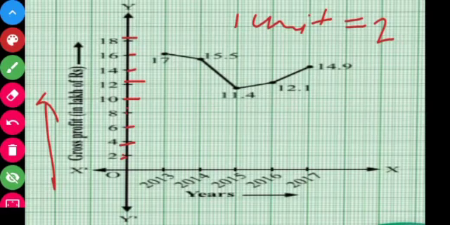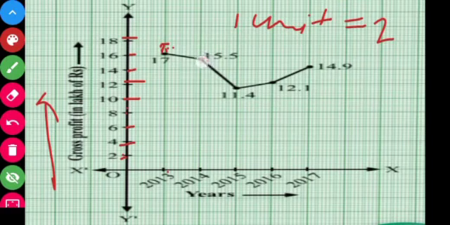Okay, so in 2013 total profit was 17. It is given 16 in the graph, so 17 will be here between 16 and 18. This was a mistake, so here you take the midpoint. Then in 2014 it was 15.5, so 15.5 is the exact position.